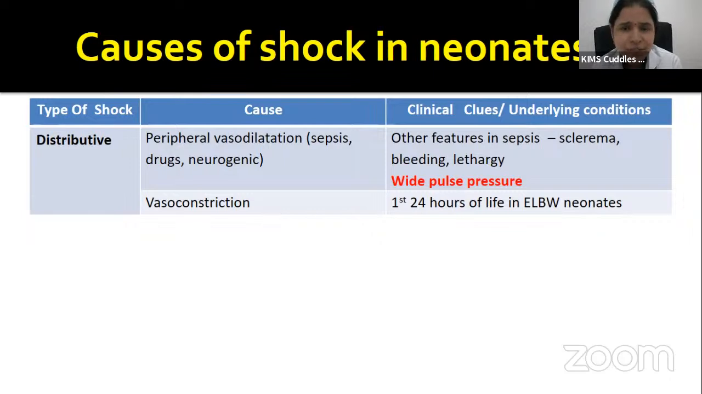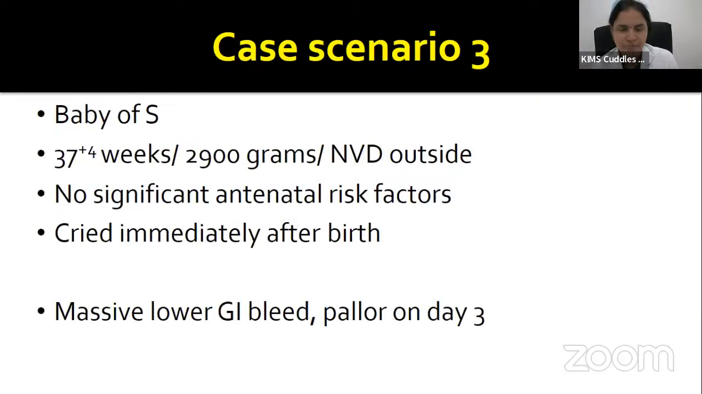The other clinical features in these conditions would include the presence of sclerema and bleeding, which are indicative of sepsis with DIC, presence of lethargy and encephalopathy, and there could be wide pulse pressure because of the decreased diastolic blood pressure. There is excessive vasoconstriction, which can explain increased systemic vascular resistance in the first 24 hours, as seen in ELBW babies, and can lead to relatively higher diastolic blood pressure, but this can pose higher strain on the left ventricle, leading to left ventricular dysfunction.